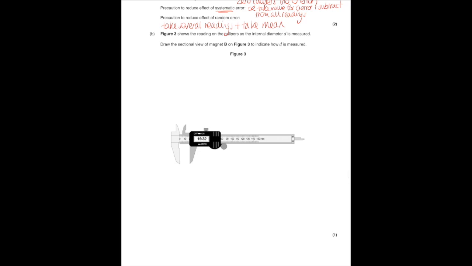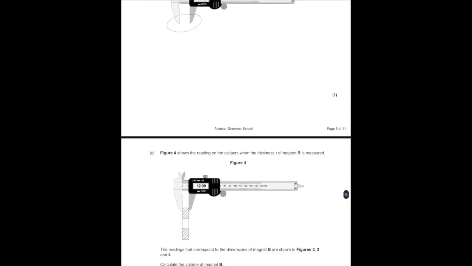Then some of you missed this one out, so please make sure you're reading carefully. Draw the sectional view of the magnet to indicate how D is measured. So you should have something that looked, excuse my shocking drawing, a little bit like that. The edges here were measuring the internal diameter. Anything down here, you wouldn't have been able to take measurements of the internal diameter. So it's really important that you were able to use that to find the internal diameter.